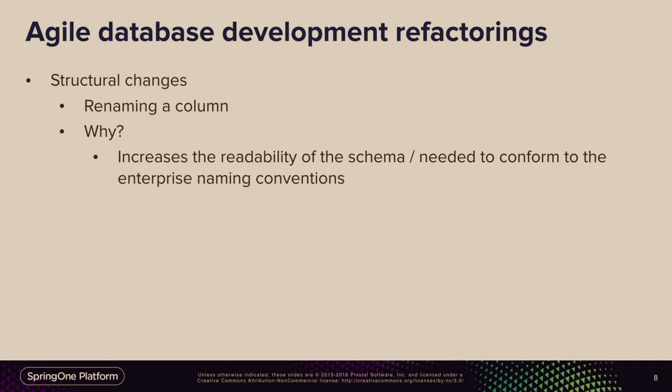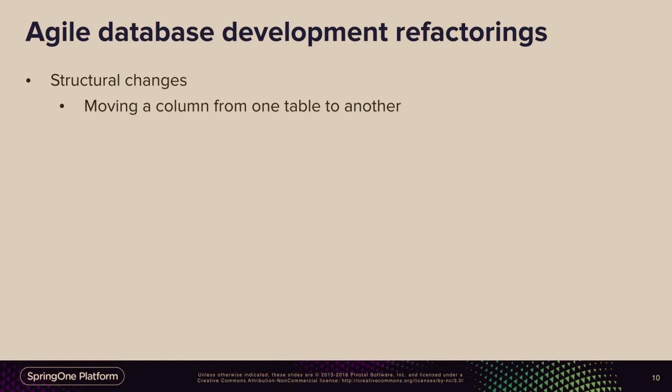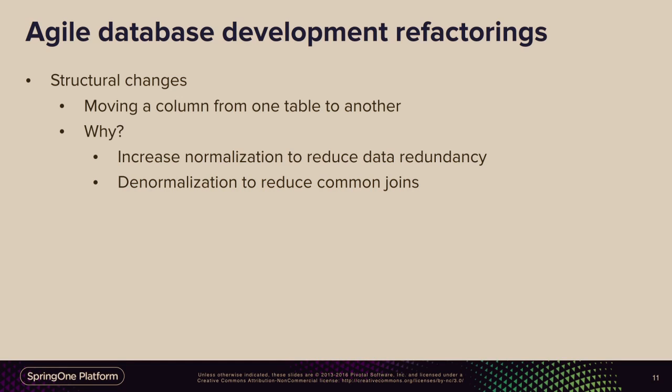So we're going to rename a column. Potentially, we need to do it to increase the readability of our schema, or we have some enterprise naming conventions that we're not conforming to. So we'll introduce the new column, migrate the old data, and then introduce a synchronization trigger that will keep the old data and the new data in sync. Then after a deprecation period, it might be hours, it might be days, after all the new clients have moved on to the new version of the schema, we can come around the back, drop the old column, and remove the trigger.